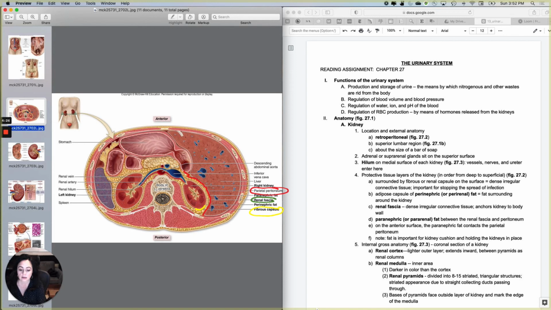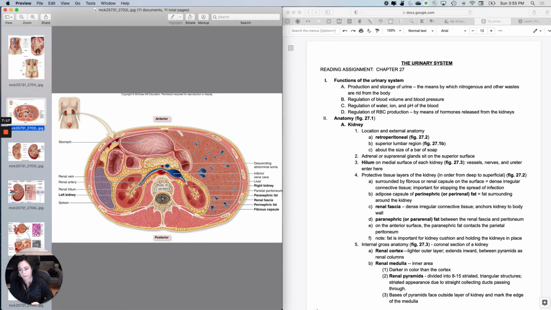So what is the function of all of this fat and all of this packing? The kidneys are not suspended from the body wall by a layer of mesentery like a lot of the organs that are within the abdominopelvic cavity. Instead, they have layers of packing material, fat, and then layers of packing tape, which is connective tissue. All of this fat is important for not just cushioning the kidney, but also for holding the kidneys in place against the back body wall.